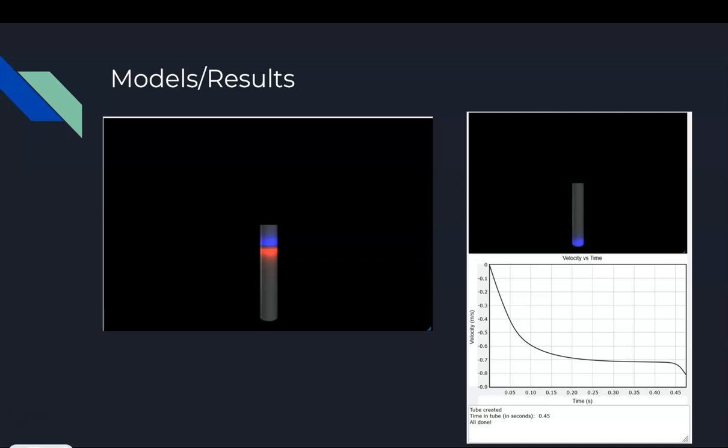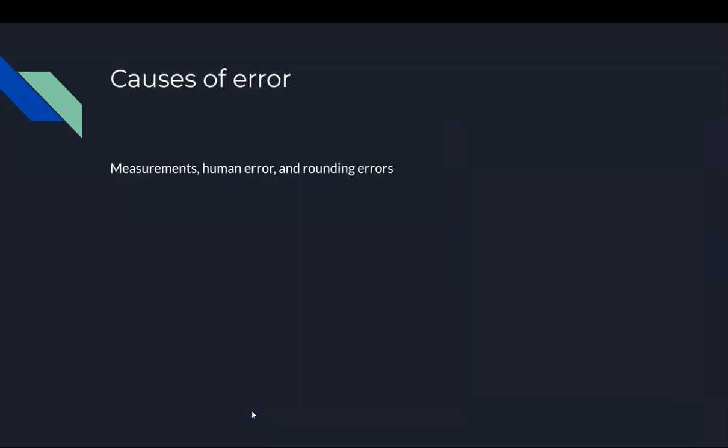So these are the model results. As you see, upside down, south side up. As I was doing this, when I created this tube, the time it took in this tube was measured to be 0.45 seconds. Now, there are a few reasons why this could happen.